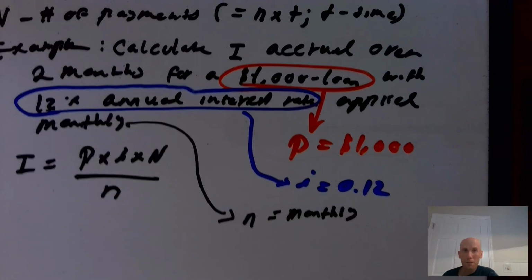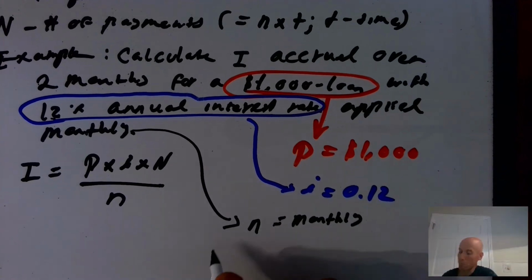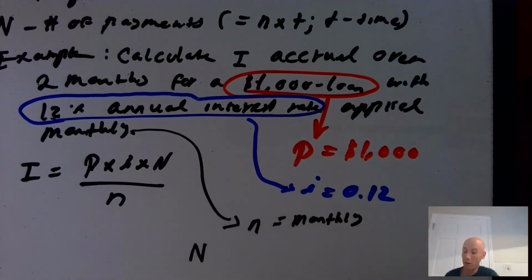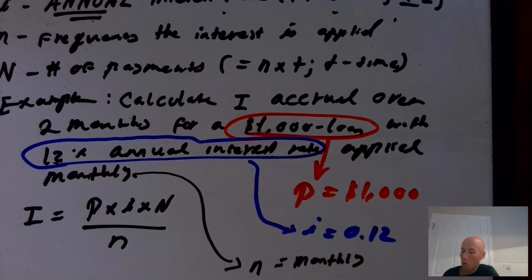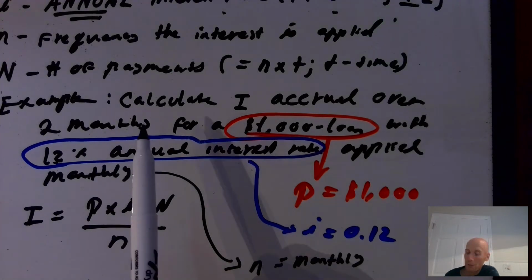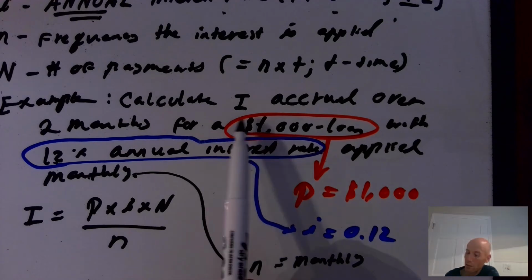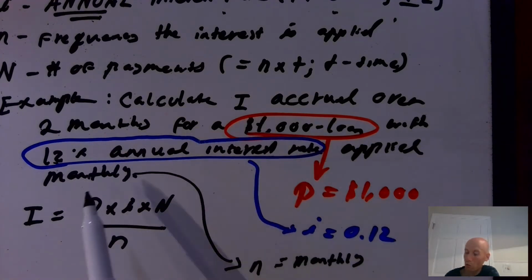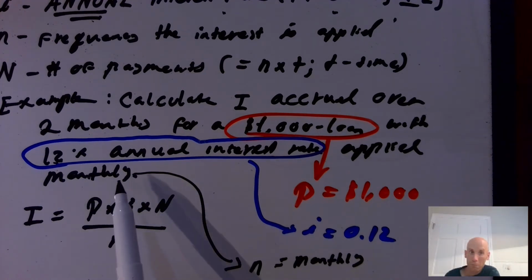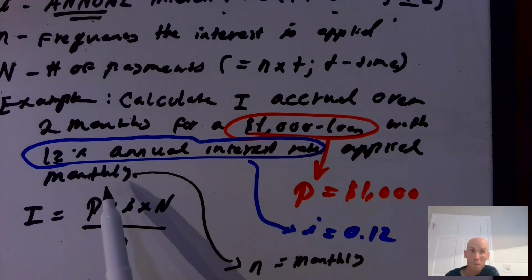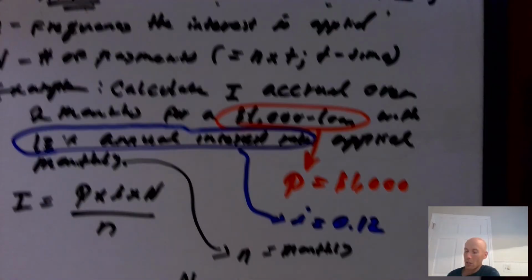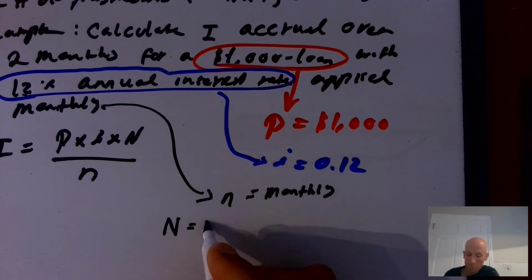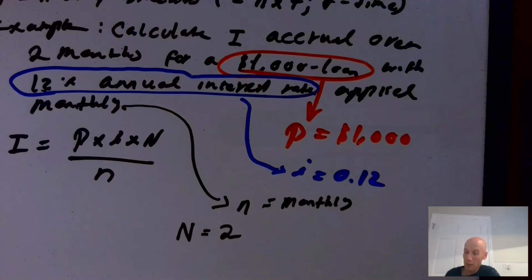Big N is the number of payments. I could do this in one of two ways: look at the problem statement, or if I don't trust my intuition, calculate it from the formula. The problem says the interest is applied monthly, so every month I am probably making a payment. Over 2 months, big N is 2 because I did it twice. It's just a number, unitless.